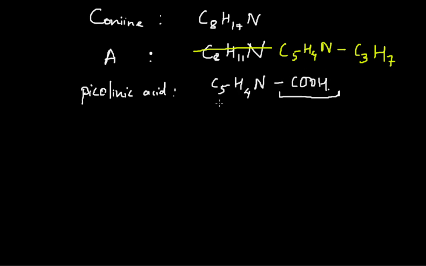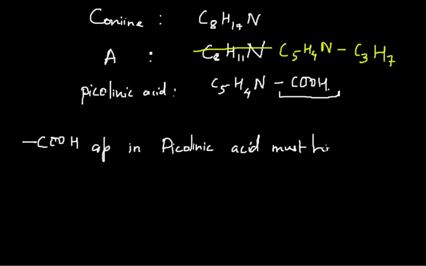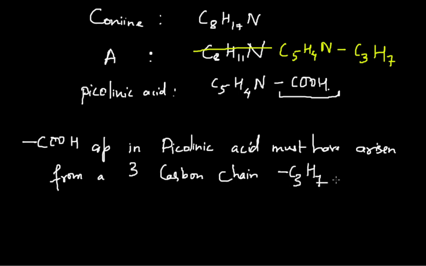So which means your carboxylic group in picolinic acid must have arisen from a three carbon chain, C3H7. Okay, so now this could be two.